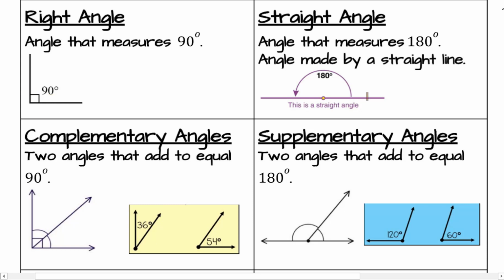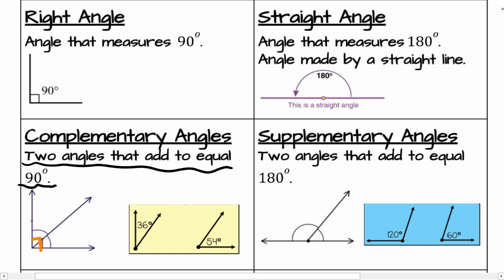A straight angle is an angle that measures 180 degrees. This kind of angle is made by a straight line. Notice how a straight line creates half of a circle. A full circle is 360 degrees, so half of that is 180. And also notice that a right angle is exactly half of a straight angle, because 90 degrees is half of 180.